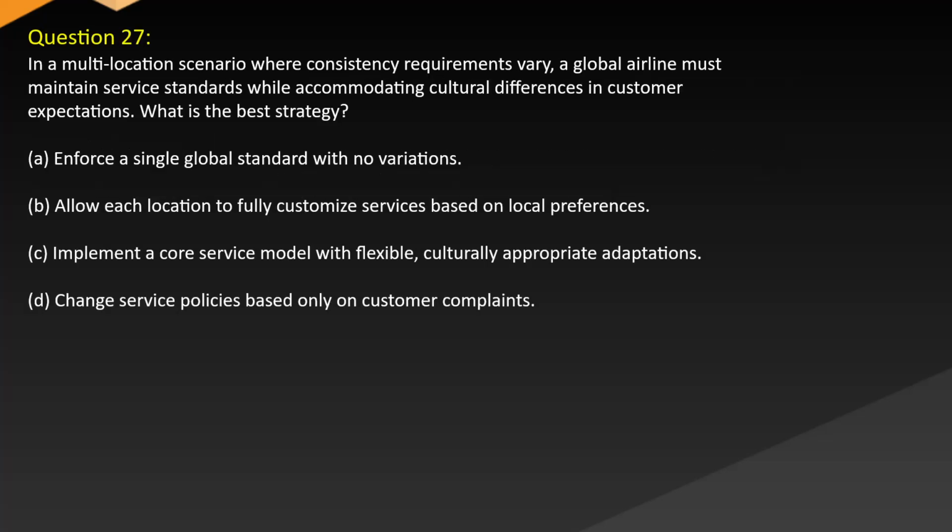Question 27. In a multi-location scenario where consistency requirements vary, a global airline must maintain service standards while accommodating cultural differences in customer expectations. What is the best strategy? A. Enforce a single global standard with no variations. B. Allow each location to fully customize services based on local preferences. C. Implement a core service model with flexible, culturally appropriate adaptations. D. Change service policies based only on customer complaints.